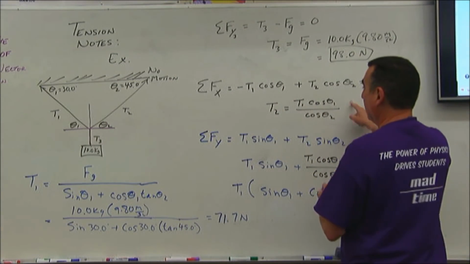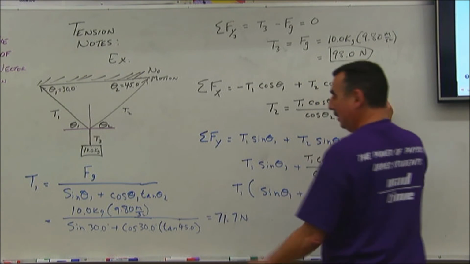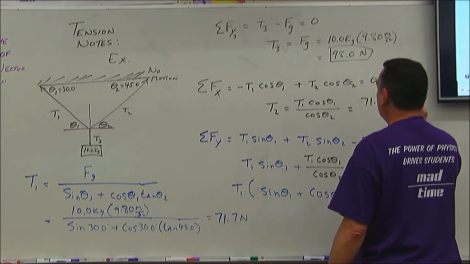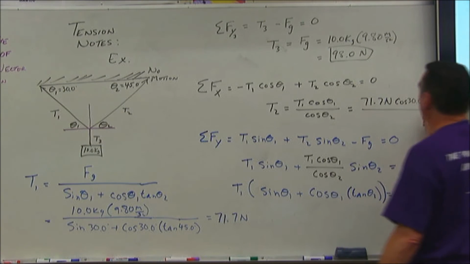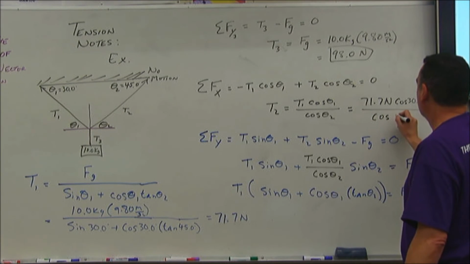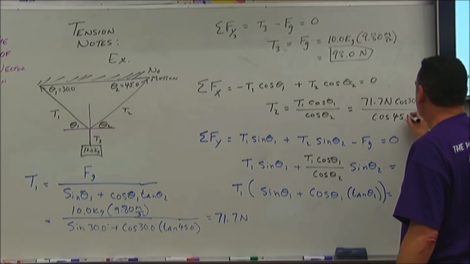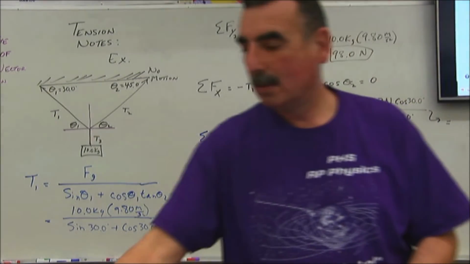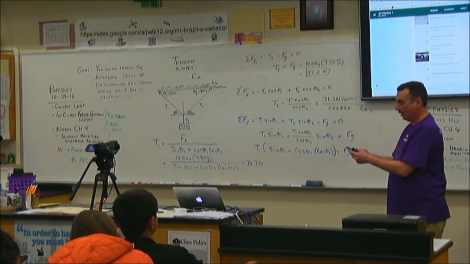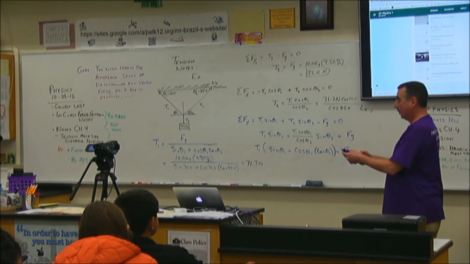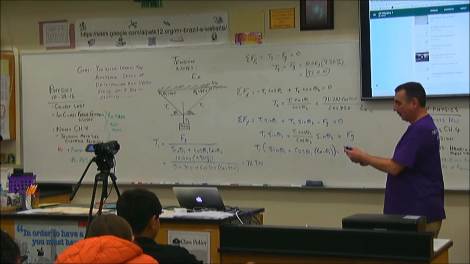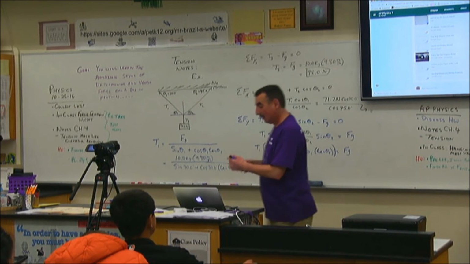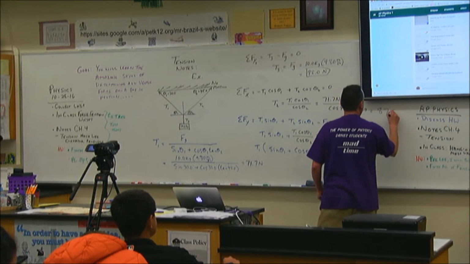Okay, so let's plug it in up here. 71.7 newtons, cosine 30 over cosine 45. Right? And that's going to finish the notes once we get this answer. You got it? 87 what? Thank you. 87.9 newtons.